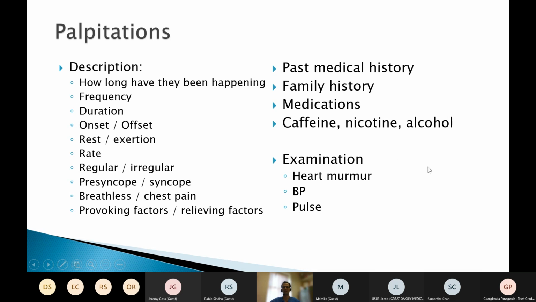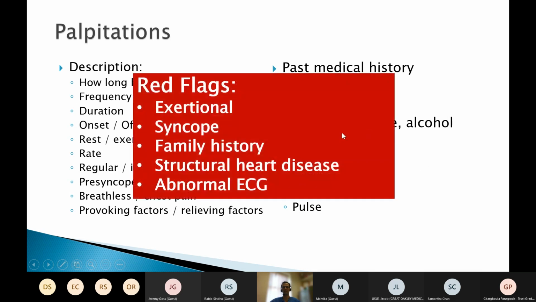And there are red flags that I want you to remember in all this. So the red flags are if the palpitations are worse with exercise, that is a big concern for us. If they have syncope with it, that's a very big concern indeed. That should lead to hospital admission to find out what's going on. If they have a family history of sudden cardiac death, that again, I'd be thinking about an admission to get to the bottom of it.